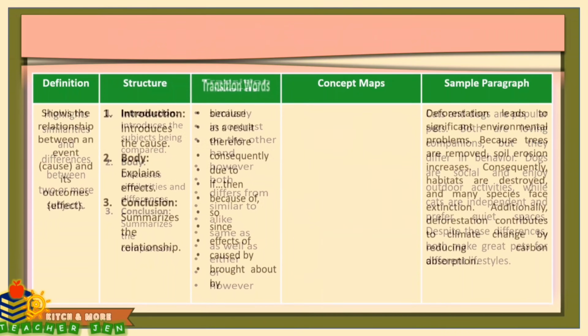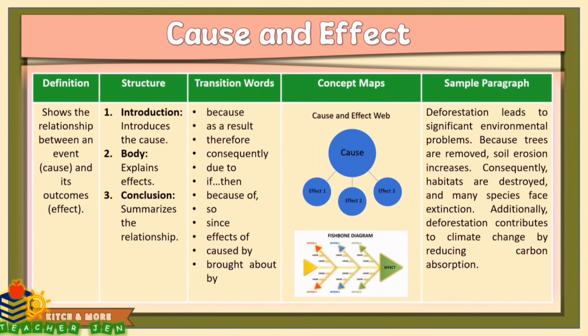Now let's explore the third type of expository text, which is cause and effect. Cause and effect text explains how one event, which is the cause, leads to certain results, which are the effects. This type of text helps us understand why something happens and what happens as a result. Now, the structure includes the introduction, body, and conclusion.